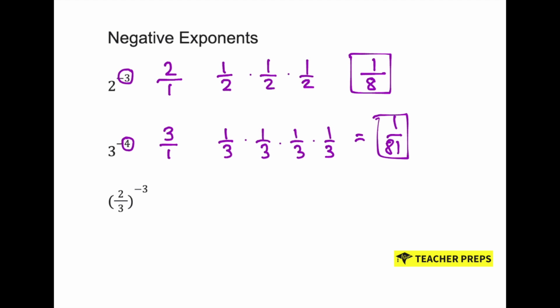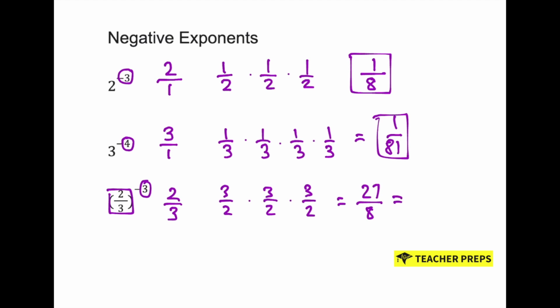Now we have a fraction that we are going to take a negative power to. The process is still the same, but we no longer have to put it over 1 because it is a fraction. 2 over 3's reciprocal is 3 over 2, and we're going to multiply that by itself 3 times. 3 times 3 is 9, and 9 times 3 is 27. 2 times 2 is 4, and 4 times 2 is 8. So we have 27 over 8.